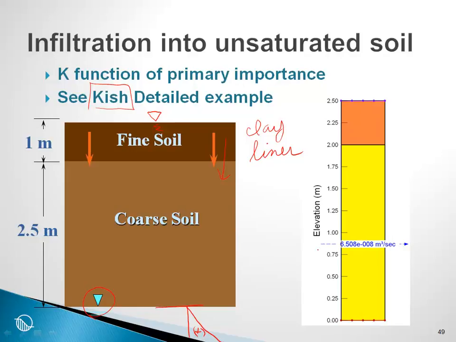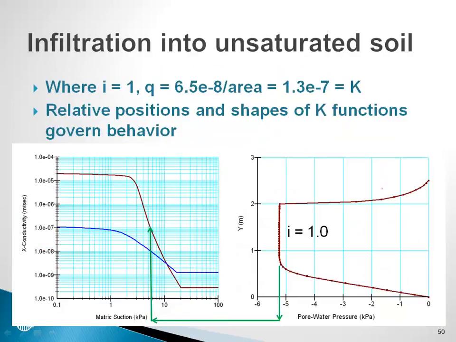Notice here that we have a flux section, and we are getting 6.5 times 10 to the minus 8 cubic meters per second of flow through the system here. This is a steady state problem. So the question then becomes, how important are the conductivity functions in this case? Well, they turn out to be very important, and the positions of the conductivity functions for the fine soil and the coarse soil and the relative positions of these functions is what controls the flow through the system.